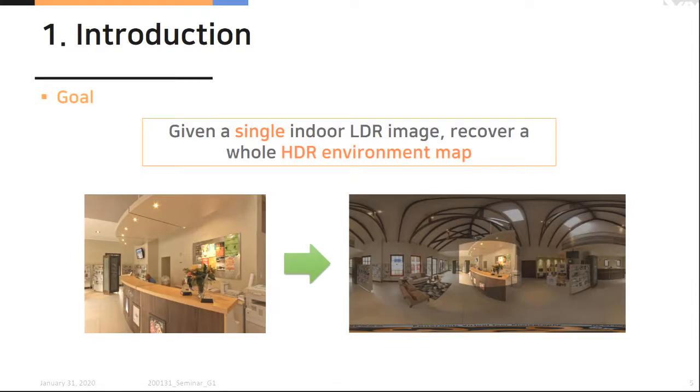So the goal of this paper is, given a single indoor LDR image, which is a low dynamic range image, recover a whole HDR environment map. HDR is a high dynamic range image, which contains the intensity of the light and everything. So if you have an HDR environment map, you can render a synthetic object based on that environment map.